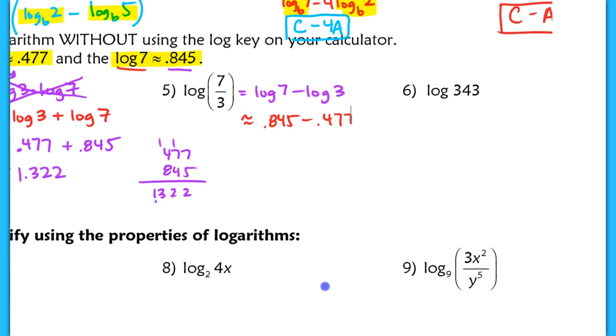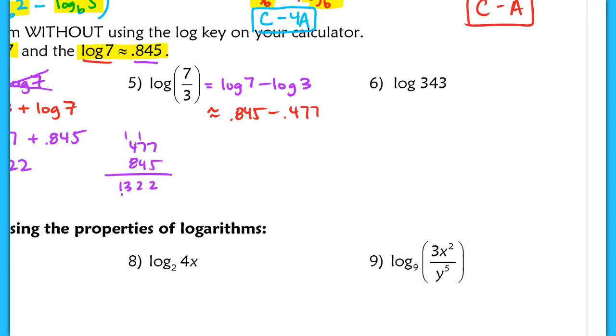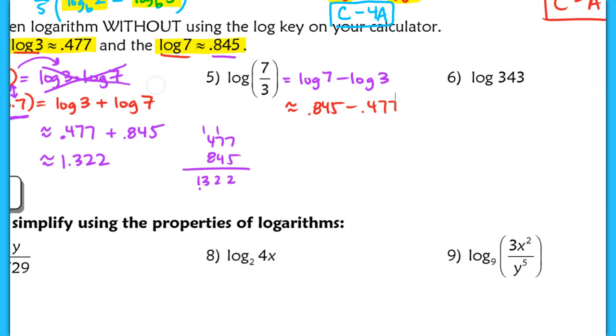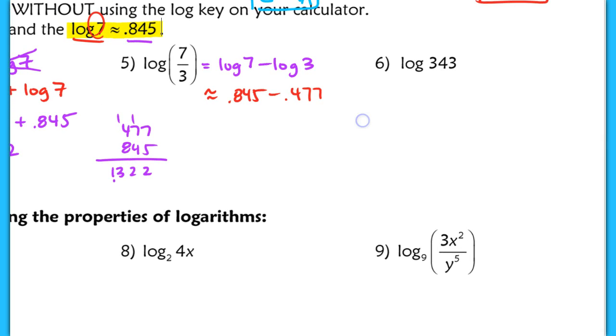Okay, number 6 here. We have the log of 343. Now I know that I have a value for 3 and for 7, right? Log of 3 and log of 7. So I want to try to rewrite this so that I have a 3 or 7 appearing. Now if I take 7 to the 3rd power, I would get 343. So this could be rewritten as log 7 to the 3rd power. Now that I have this written with a power here, I'm going to bring this power out in front, so I have 3 times the log of 7.